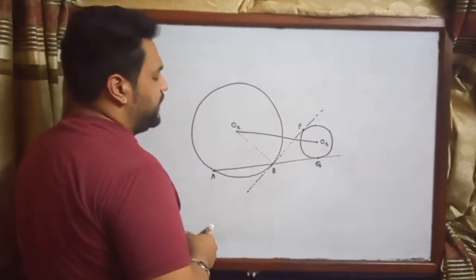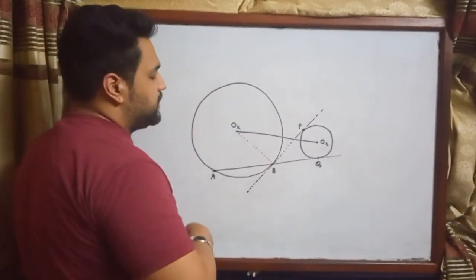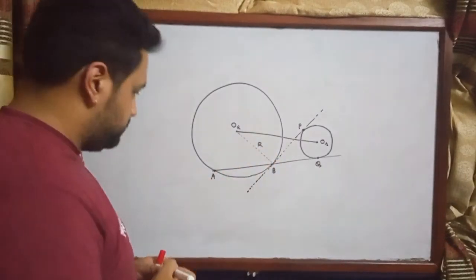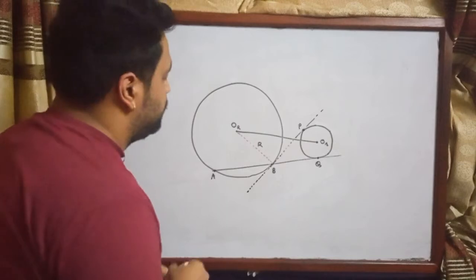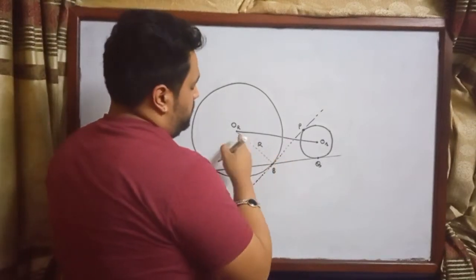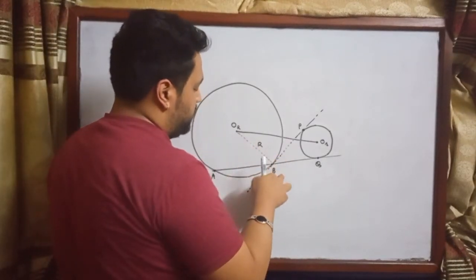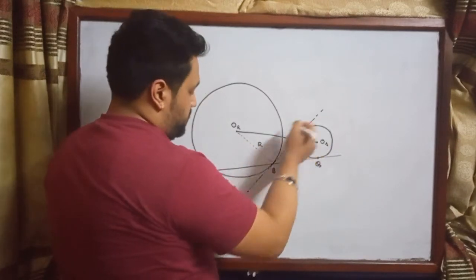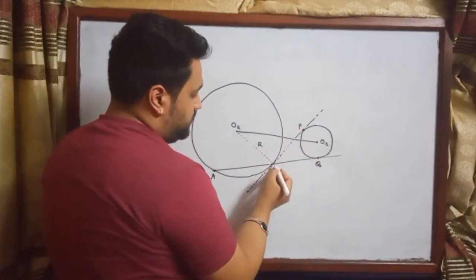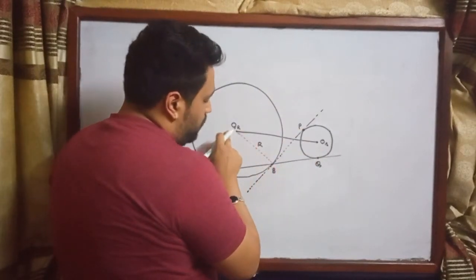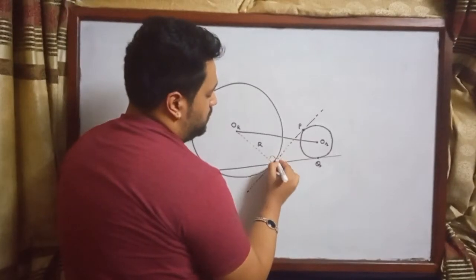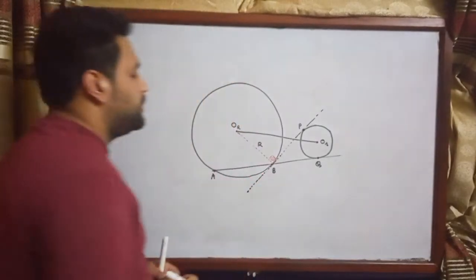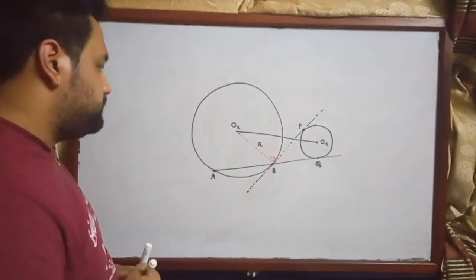O_R B will be a radius of the bigger circle, so O_R B is equal to R, and since this is a radius and this is a tangent at B, O_R B will be perpendicular to the line BP.